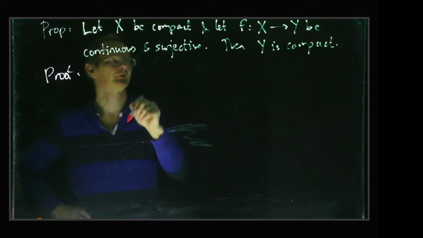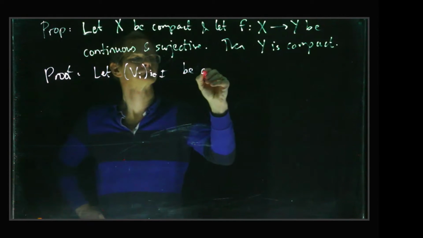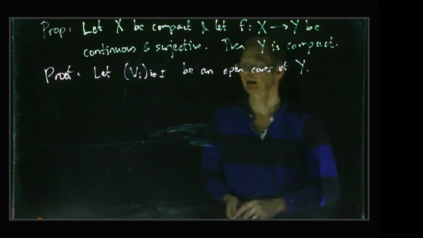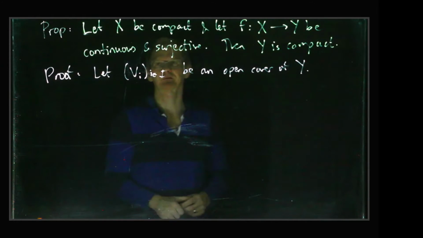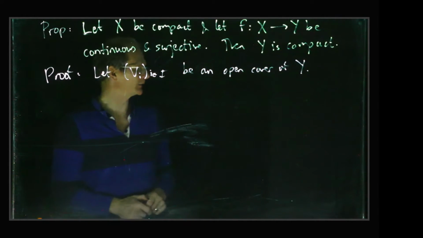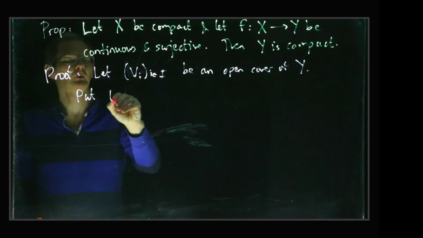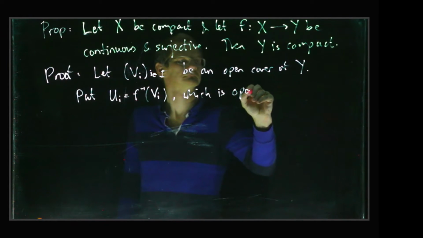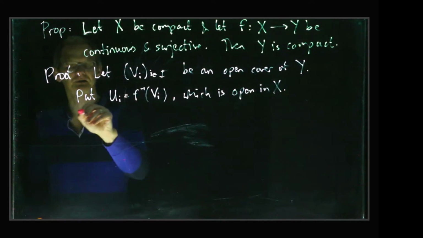So the proof, as usual, we have to start by giving ourselves an open cover. We've got an open cover of Y, and so we need to find a finite subcover. And we have to somehow exploit the fact that X is compact, so we need to somehow produce a cover of X by open sets. And how can we do that? Basically the only thing that we can do is we've got these open sets V_i in Y, and we can take their preimages, because f is continuous, so the preimage of an open set is open. So what we do is we put U_i equal to f inverse of V_i, which is open in X. Okay, so there's a bunch of open subsets, and we want to claim that they cover X. We need to check that next.